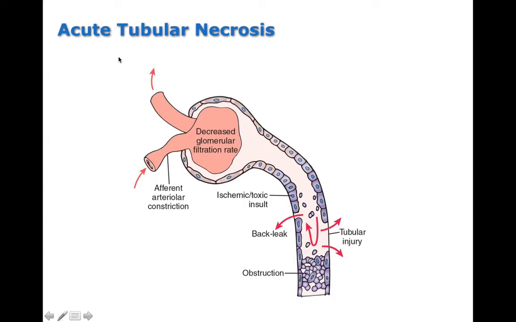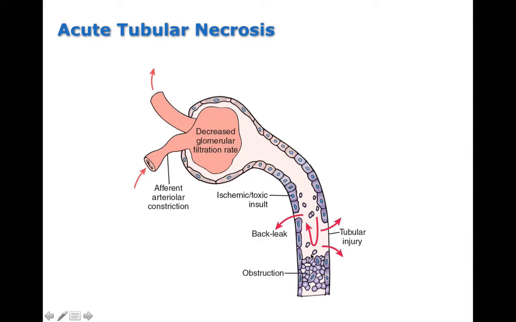Now, acute tubular necrosis is an example of intrinsic AKI, where ultimately there's some form of tubular injury where there's a sloughing of these epithelial cells of the nephron. Now, the problem here is that these tubular epithelial cells form a cast, and these casts can actually block adequate tubular flow.